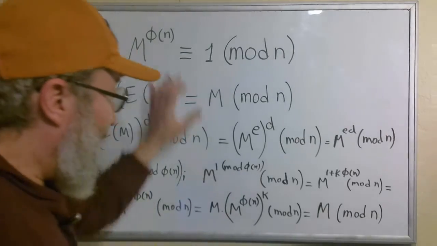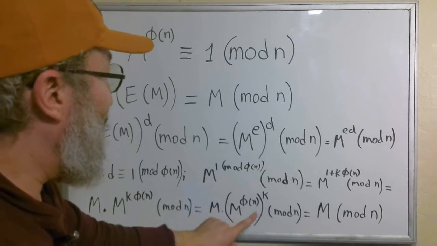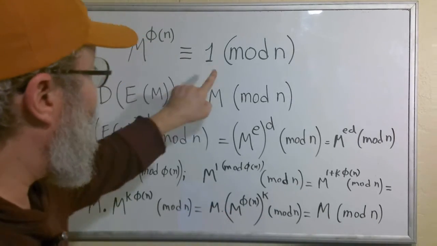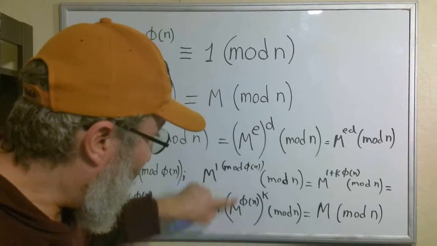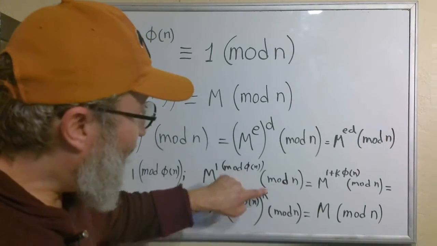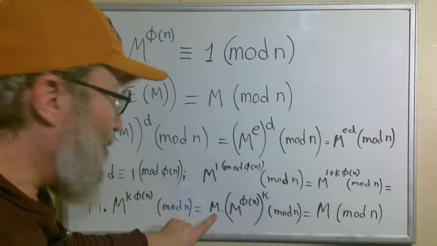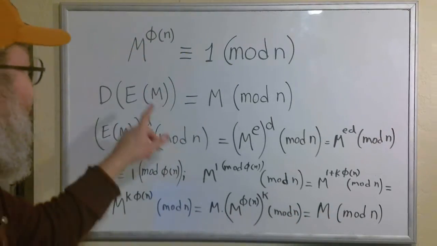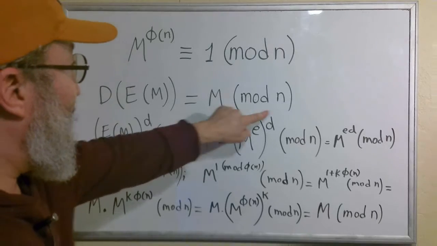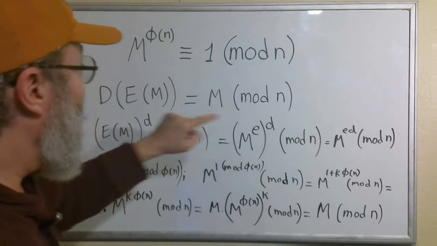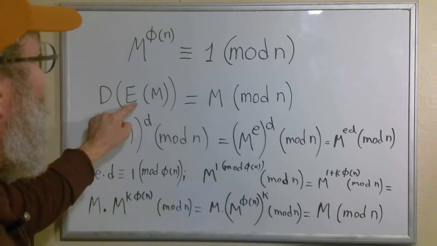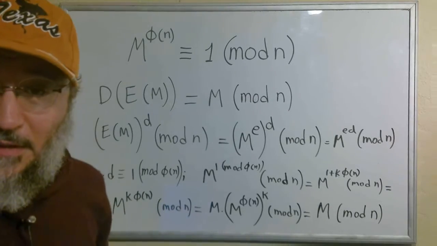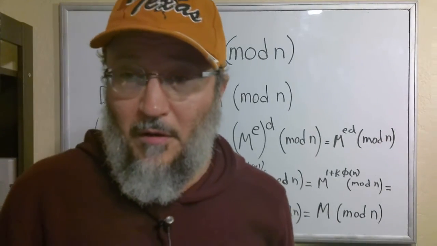So now with that in mind, let's come back here, and we're going to do this replacement. So m to the phi of n mod n is 1. So we can rewrite this whole term as 1. 1 to the power of k is 1. 1 times m is m mod n. You get your m mod n. That's exactly what we want to prove, because remember, we wanted to arrive at this. That's our end goal here. So we have proven that the decryption of the encryption of m is equal to the original message m mod n. And hence we have proven the correctness of RSA.